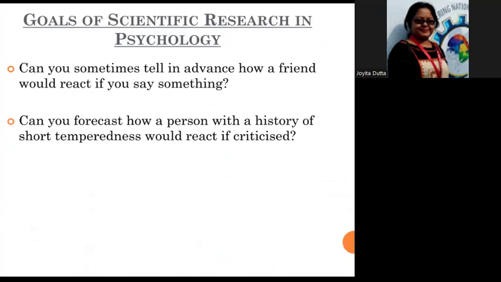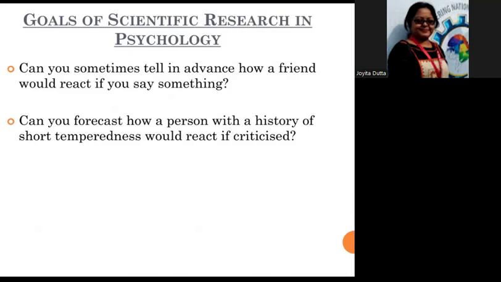Goals of scientific research in psychology. Again, a few questions to think about. Can you sometimes tell in advance how a friend would react if you say something? Say you told the person that today's exam is cancelled. How do you think your friend would react? Or if you said that today ma'am has kept a surprise test, how would they react?